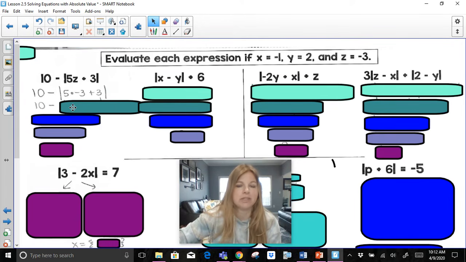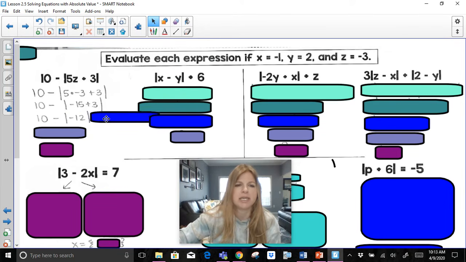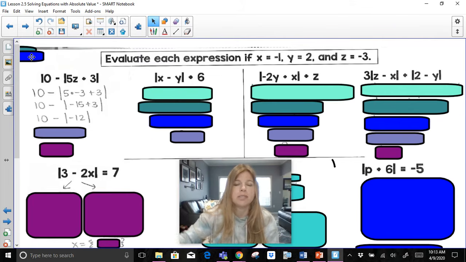10 minus, I have to start using my order of operations to simplify. So this is the absolute value. 5 times -3 is -15 plus 3. Still have to simplify what's in my absolute value. So 10 minus -15 plus 3 is -12. Notice I keep bringing my absolute value bars down. I did not drop them off at all. You only get rid of the bars once you actually evaluate it.